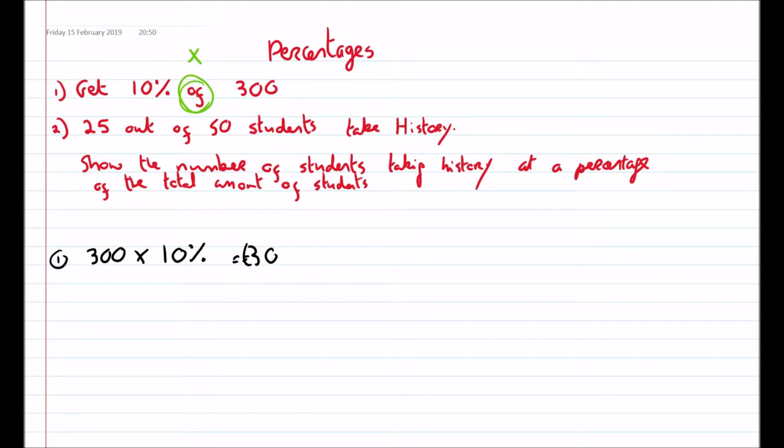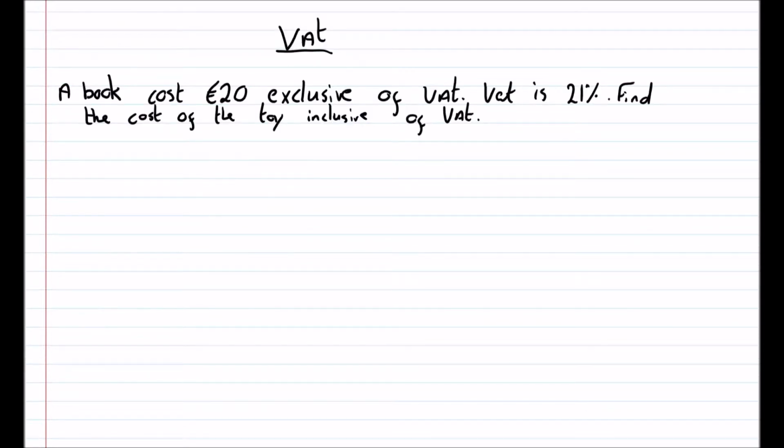The second one then, it says 25 out of 50 students take history. Show the number of students taking history as a percentage of the total number of students. When we hear "as a percentage", straight away we want to get a fraction, and then we multiply the fraction by 100 to change it to a percentage. So the smaller number will go on top, the bigger below. So 25 students take history, the total number of students is 50, and if we multiply that by 100 we will get 50%.